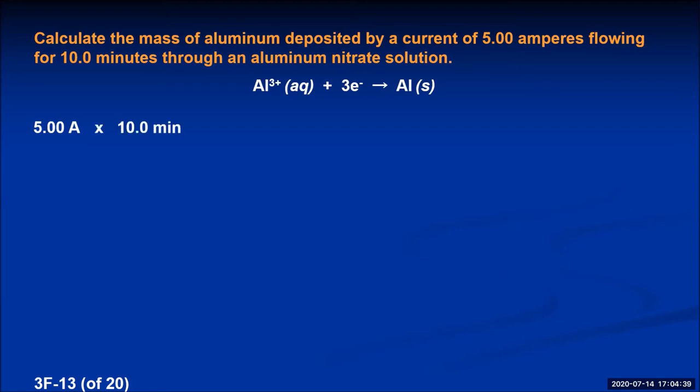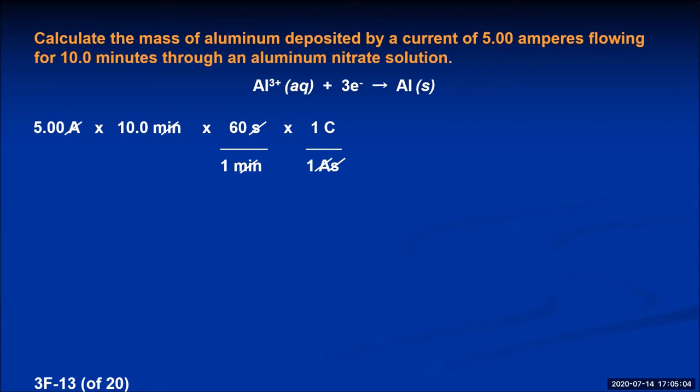Now they told us 10 minutes, so I'm going to have to convert that into seconds, and I do that by knowing that 1 minute equals 60 seconds. So now the minutes cancel out, and I have amp seconds. And amp seconds are always important because amp seconds equal a coulomb. So I can make the amps cancel out and the seconds cancel out. I've now calculated the number of coulombs of charge that have passed through this electrolytic cell.